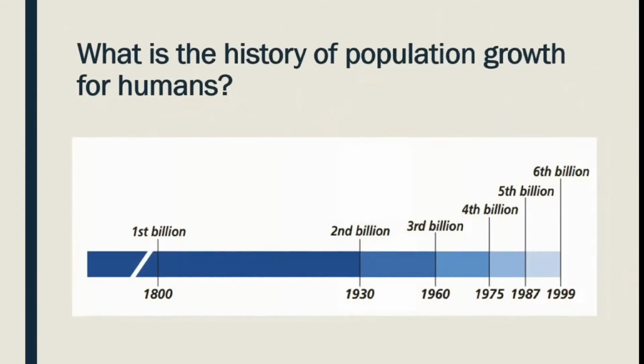What is the history of population growth for humans? As you can see in the graph, this summarizes how world human population has grown since the 1800s. The graph indicates that until the 1800s, human population growth remained fairly slow. Since the 1930s, population has grown rapidly, reaching 6 billion in 1999. In 2002, the human population was growing at a rate of 1.3 million people per year.